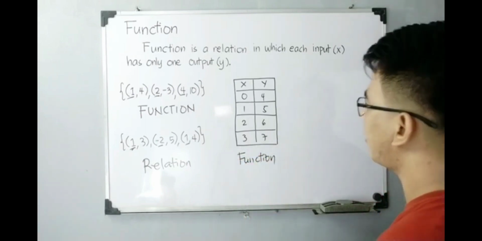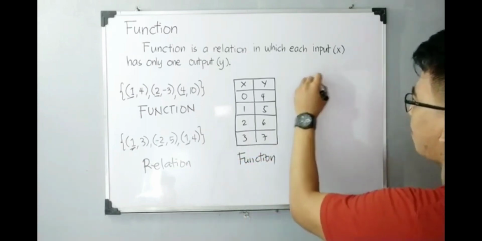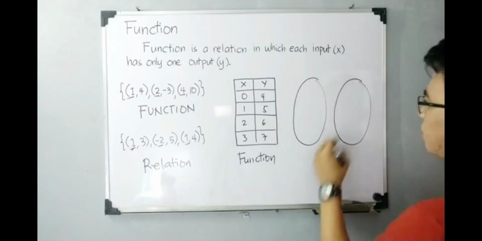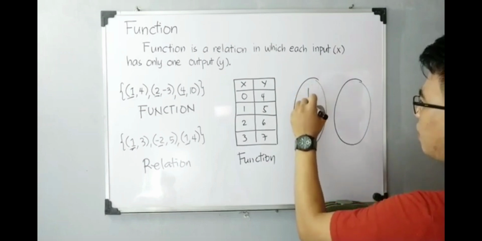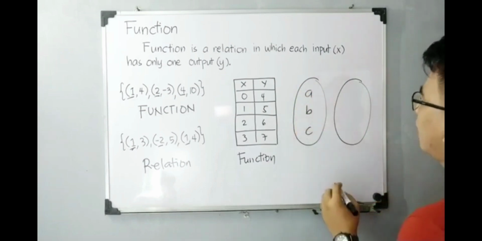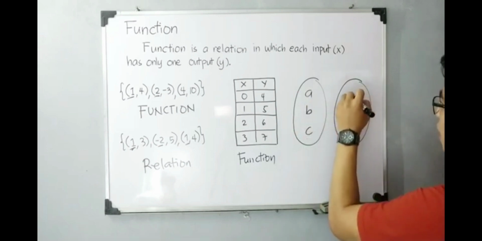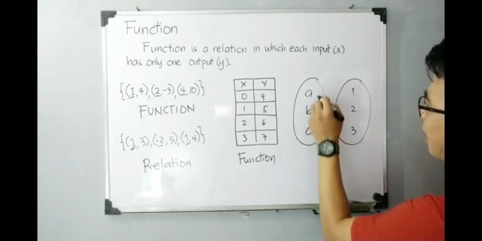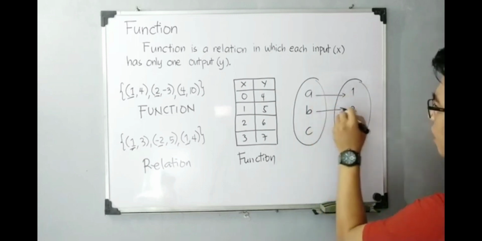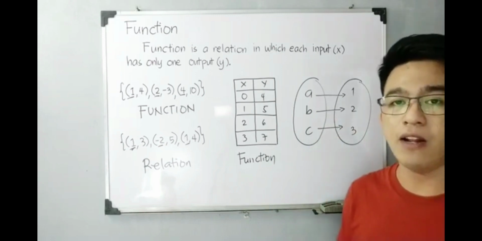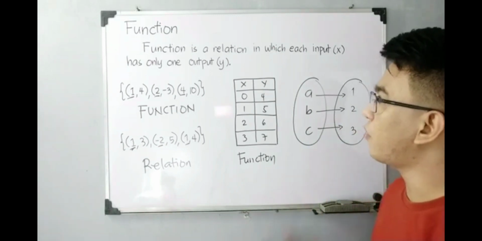Now, another example, punta natin yung mapping diagram. Let's have, sige, A, B, C. Dito naman, 1, 2, 3. Kung ang mapping diagram nyo ay ganito, automatic function yan. Lalo na kung 1-to-1 yung inyong correspondence.